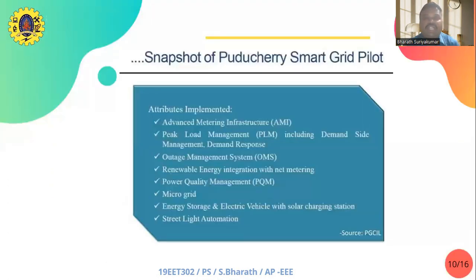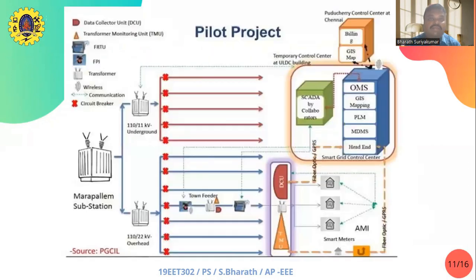So what do the screenshots tell us? What are the attributes implemented? It is the advanced metering infrastructure. We can perform peak load management, including demand side management and demand response, outage management system, renewable energy integration with net metering, power quality management, microgrid, energy storage, and electric vehicle with solar charging station, street light automation. So all these things can be managed with the help of these simple smart meters already implemented.